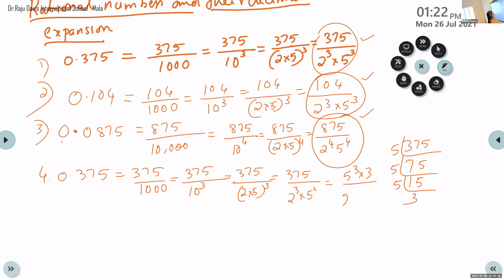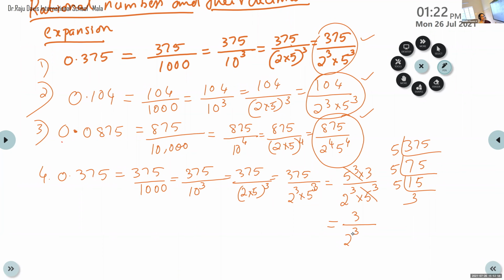Denominator is 2 cube into 5 cube. 5 cube into 3 over 2 cube into 5 cube, we can cancel this 5 cube. This we can write as 3 by 2 cube into 5 cube.